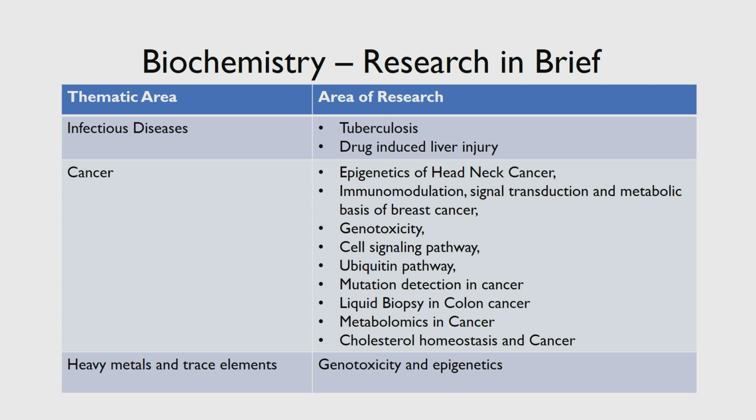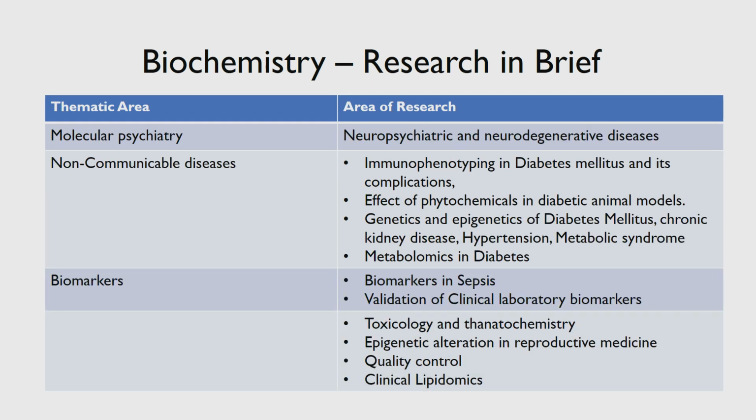In heavy metals, we are actively exploring genotoxicity and epigenetics. In case of non-communicable diseases, we are looking into immunophenotyping, the effect of phytochemicals, and the metabolomics in diabetes. Apart from this, we are also actively exploring biomarkers, especially in sepsis, and their validation in the clinical laboratory. And we are also working in toxicology, thanatochemistry, epigenetic alteration in reproductive medicine, and clinical epigenomics.